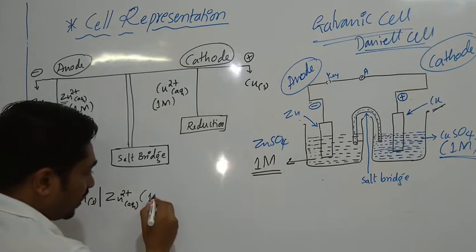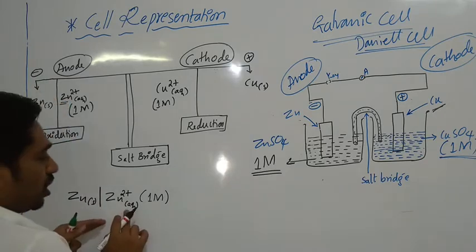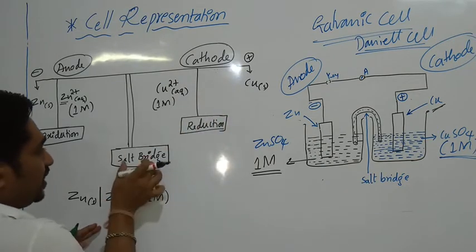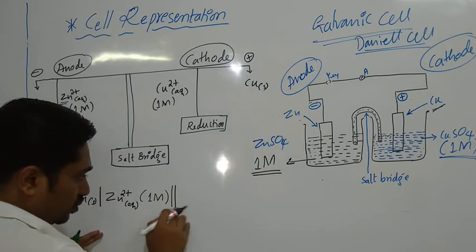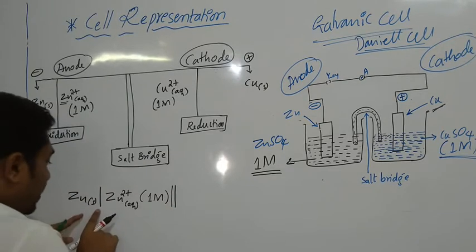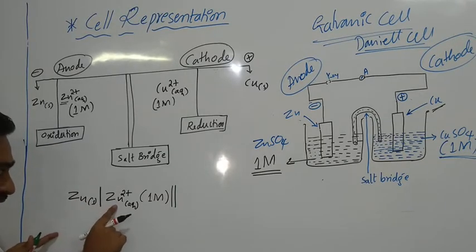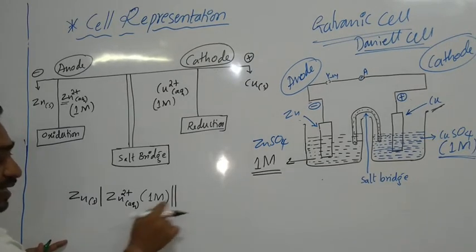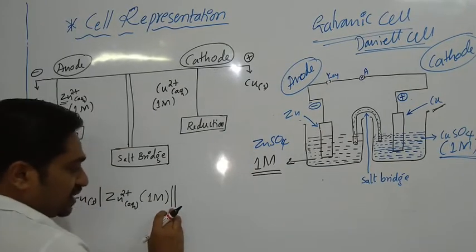The concentration of electrolyte is 1 molar. So this is my anodic half cell. And this anodic half cell is separated from the cathodic half cell by using a salt bridge. To represent the salt bridge, I use two lines. One line separates a metal from its electrolyte, and these two lines separate the two half cells. So this is known as the salt bridge.